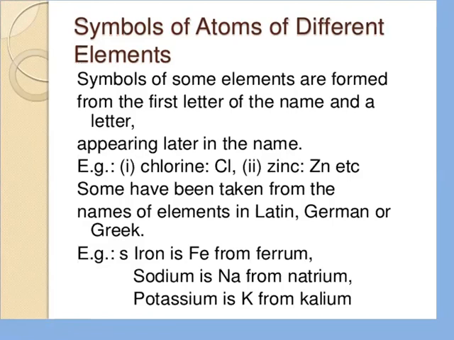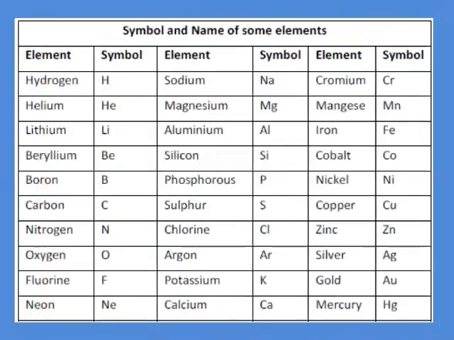Some have been taken from the names of the elements in Latin, German, or Greek. For example, the symbol of iron is Fe from ferrum. The symbol of sodium is Na from natrium. The symbol of potassium is K for kalium. This chart shows the symbol and name of some elements.